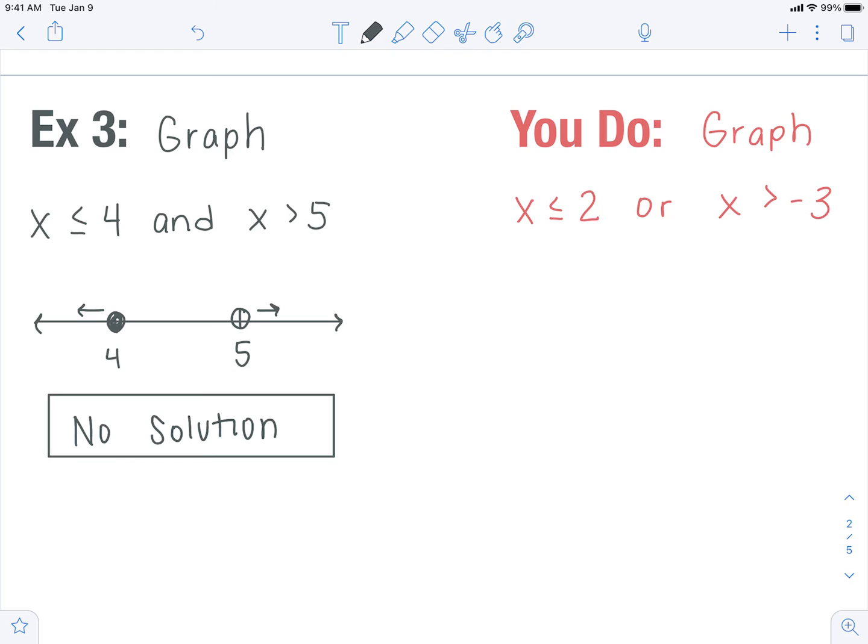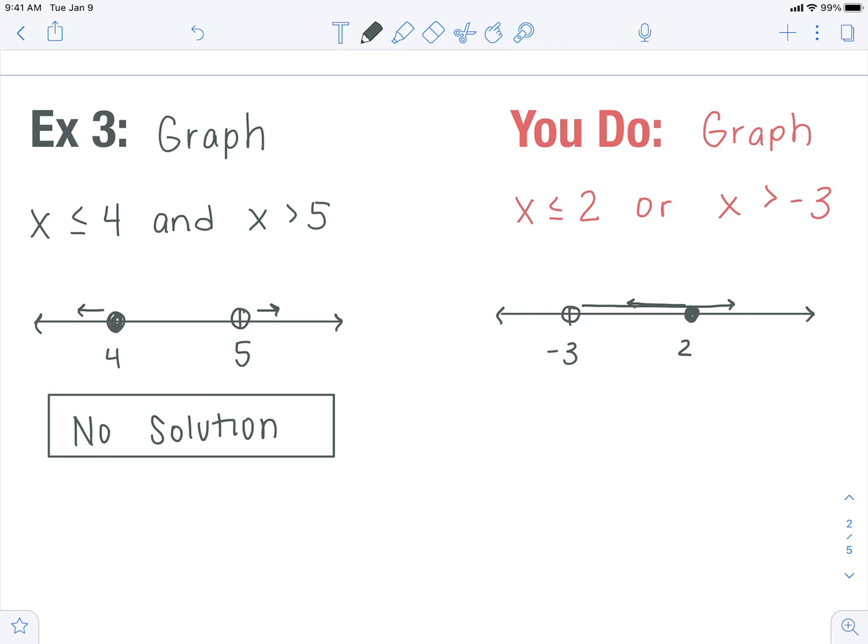So the other one, the one you do, says x is less than or equal to 2, or x is greater than -3. So when I graph this, I put a -3, I put a 2, my 2 is getting a closed circle, right? My -3 is getting an open circle. So I want numbers less than 2, right? So less than 2 is everything this way. Or I want numbers bigger than -3.